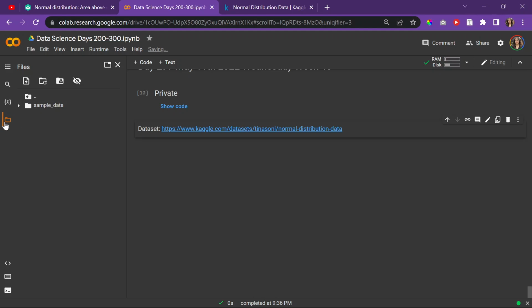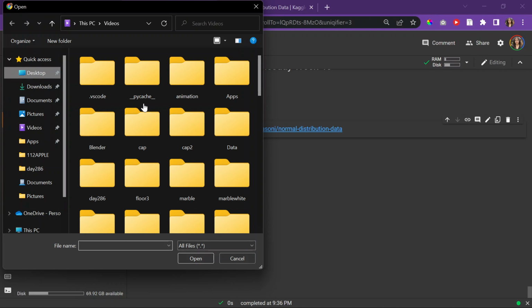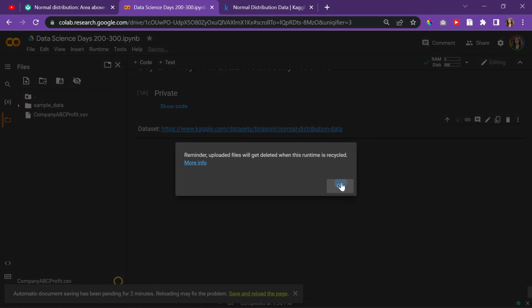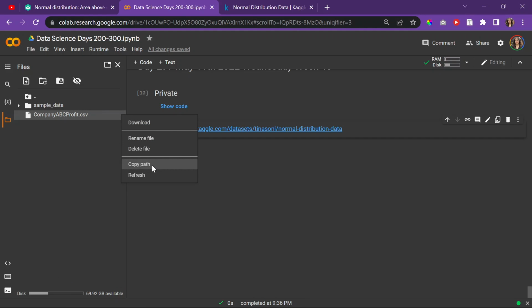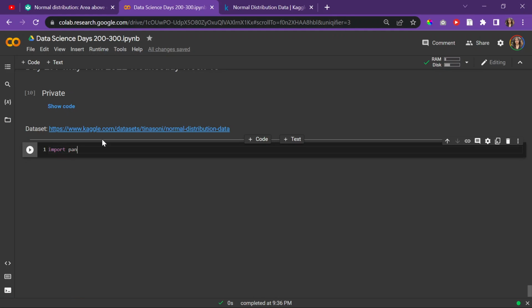So let me go back over here, and then what I'll do is in Google Colaboratory, you can right click on the little file icon over here, go to upload to session storage, and I'm gonna go where I put the file and search for it over here, and then I'll wait. I'm gonna right click on the file, copy path, close this, and then I'm going to import pandas as pd, which is a data analytical library.